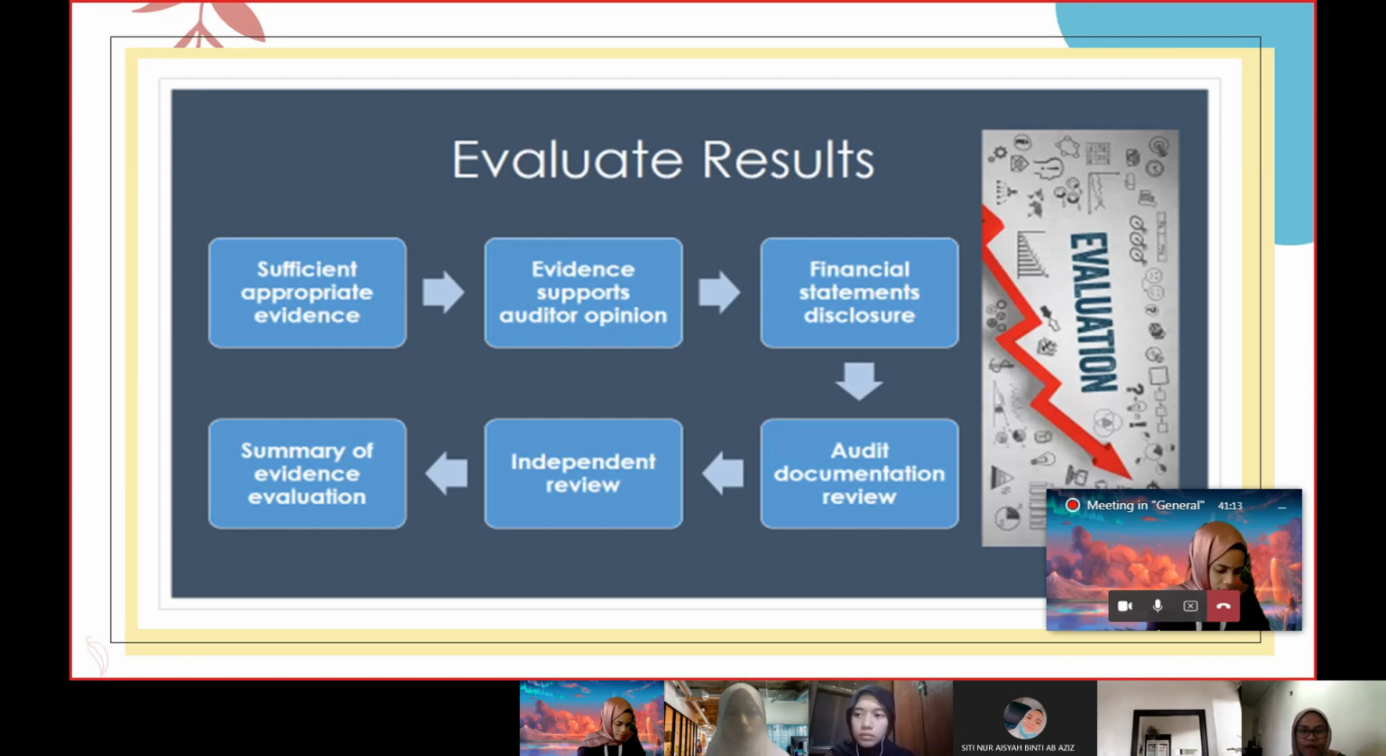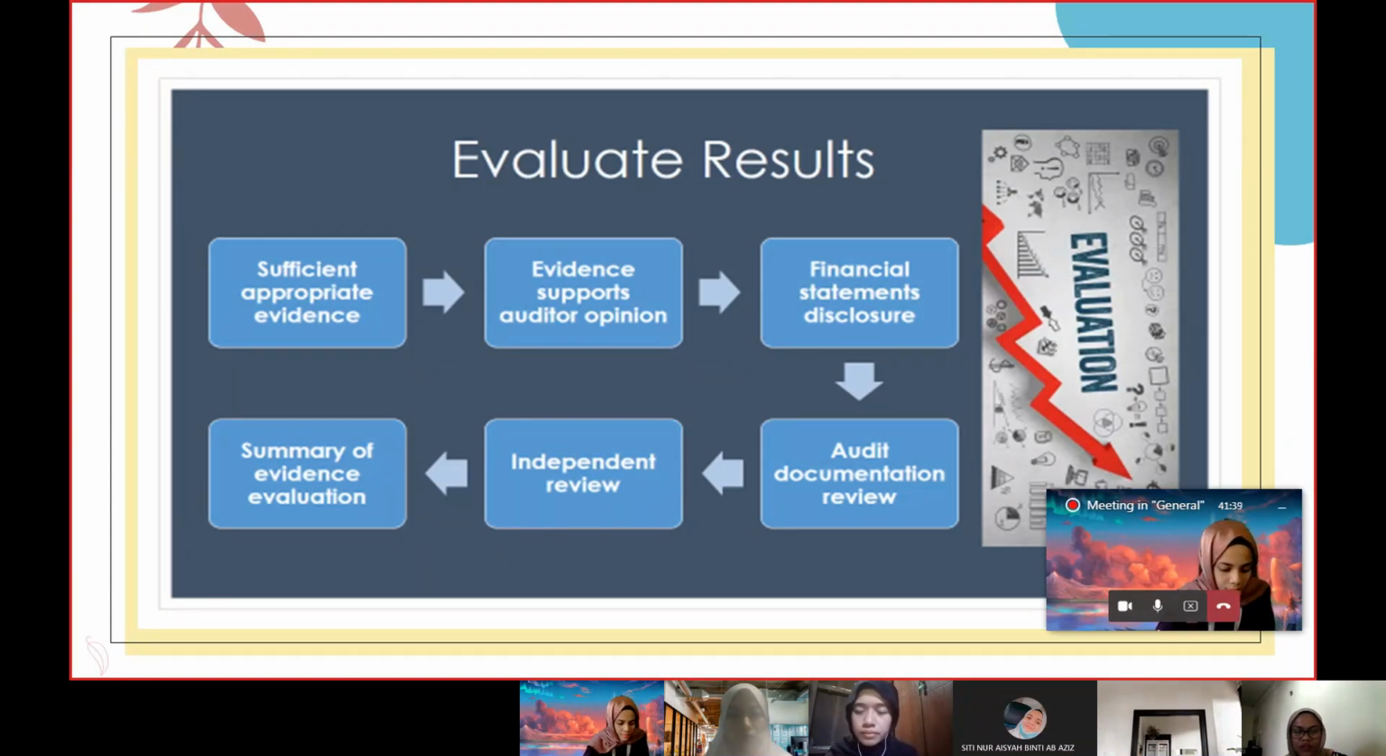So second is evidence supports the auditor's opinion. Is there any inappropriate item or misstatement? All the transactions have been recorded and are checked back in case any issue happens. That is what I just mentioned about evidence supporting the auditor's opinion.